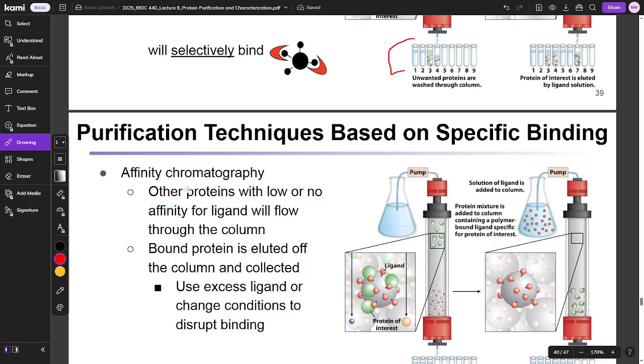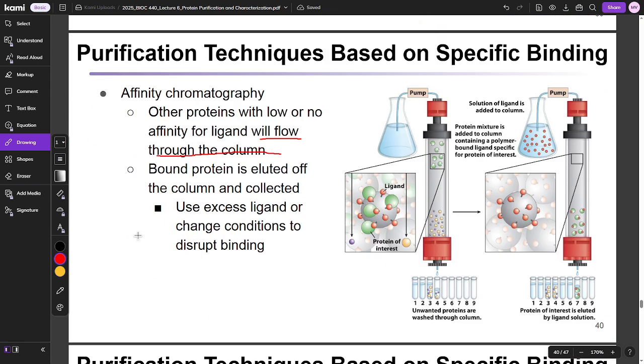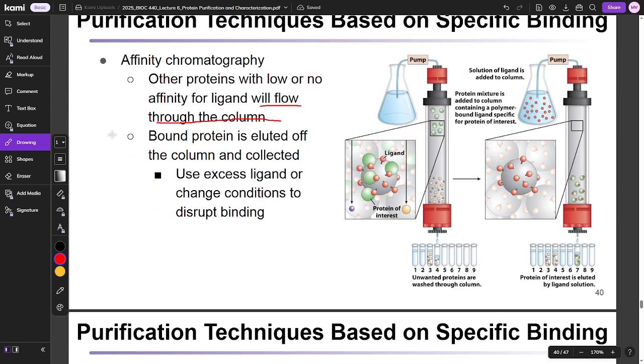If your protein has no affinity for the ligand you put in, it'll just flow straight through the column. However, if the protein does have affinity for it, once you use another competitive agent to kick the protein out from the bound ligand, you can elute the protein. Here the bound protein is eluted off and collected, and that basically confirms that the protein binds to that ligand.